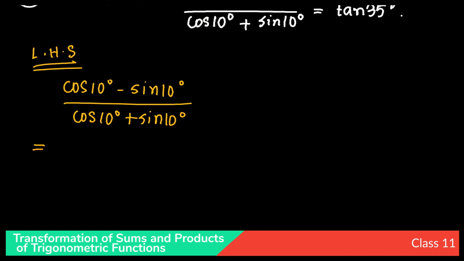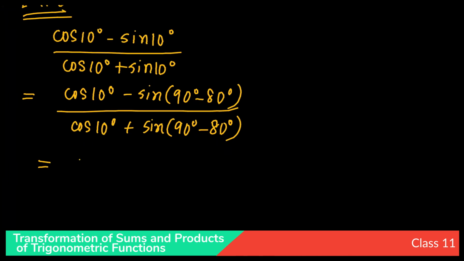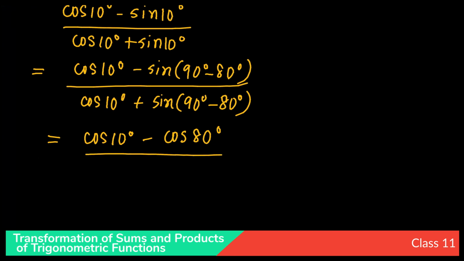Okay, now this sine 10 can be written as sine of 90 minus 80 degree. Similarly, in the case of the denominator, cos 10 plus sine of 90 degree minus 80 degree. Okay, so it is actually cos 10 minus, since sine of 90 minus theta is cos theta, cos 10 minus cos 80 by cos 10 plus cos 80.